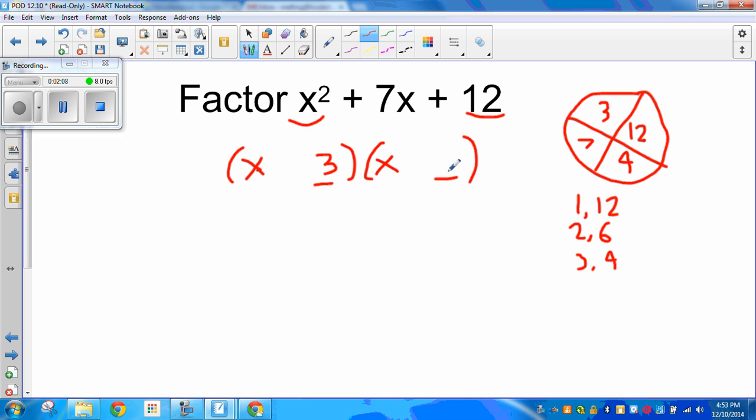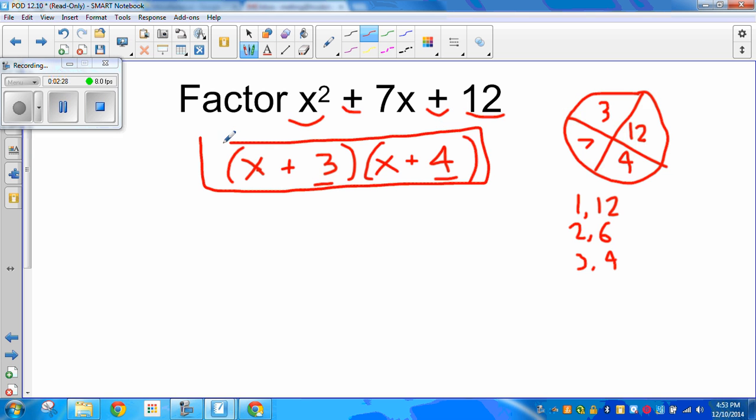And the last thing to do, which you didn't have to save for last, is fill in your signs. And then this one is pretty easy. You look here at the last sign, that's a plus. That tells you both signs are going to be the same. This one tells you both of those signs are going to be pluses. And there you have it. This right here, x plus 3 times x plus 4, that is your solution. That is this factored. And that's it.